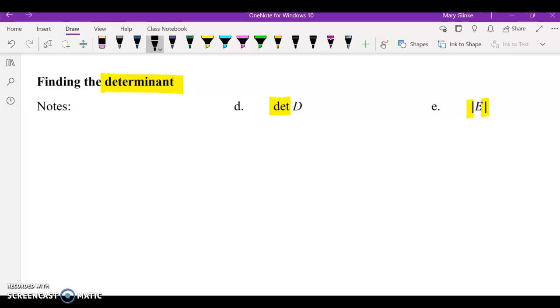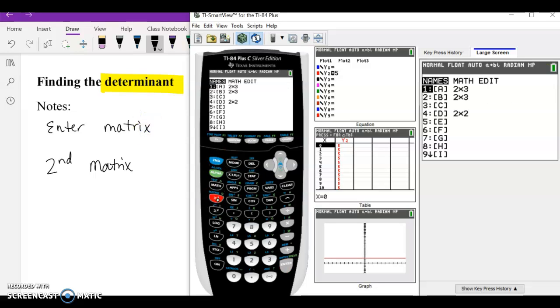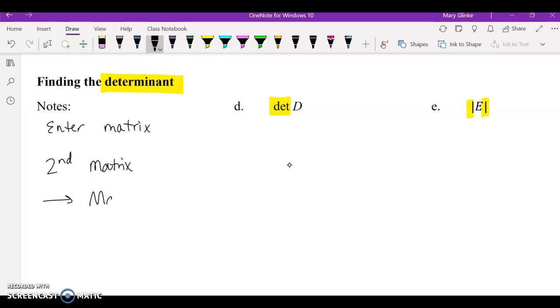What you want to do is enter your matrix on your calculator. Then we're going to hit second matrix to get back to it. Now we don't need the name of it right now. We also don't want to edit it because we're using matrix D from our previous example. So what we're going to do is go over to math. Your next step is to go over to math.